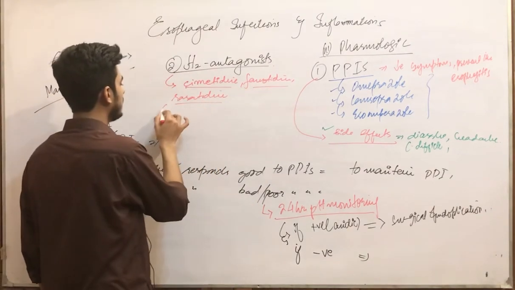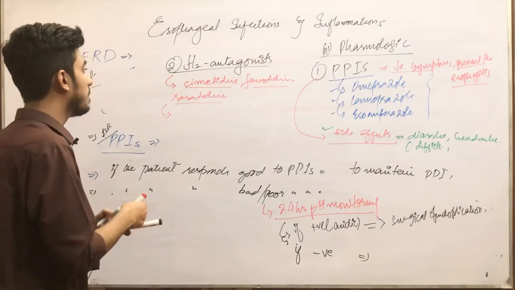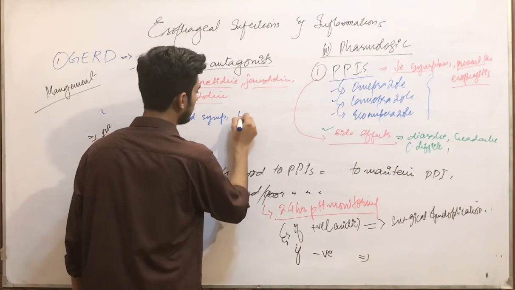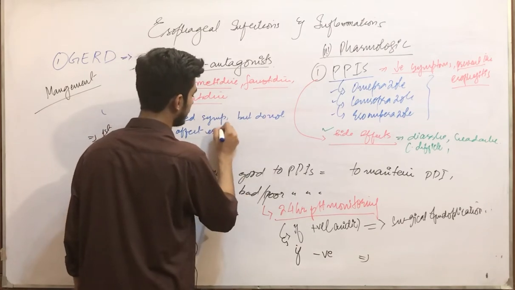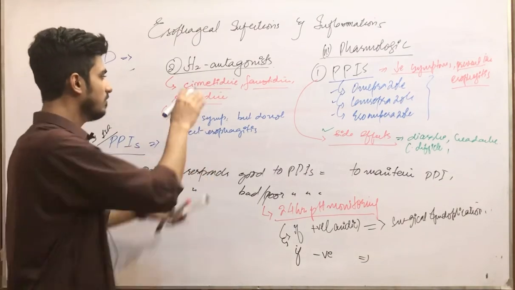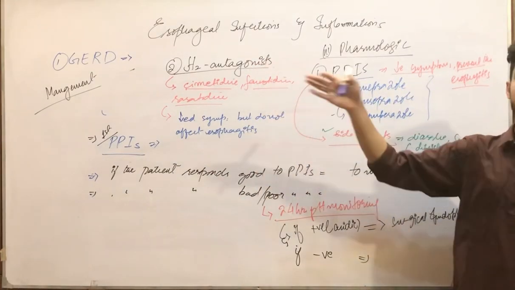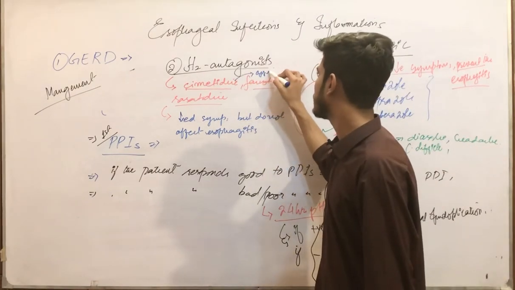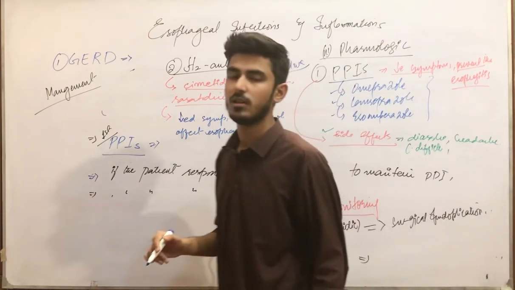Clear? Now one thing: the PPIs were affecting the symptoms as well as preventing the esophagitis, but the H2 receptor antagonists decrease the symptoms but do not affect the esophagitis. There is no role of the H2 antagonist in preventing the esophagitis. Is that clear? Now we also have certain side effects for the H2 antagonist. They are the same, headache and diarrhea occur, and especially with cimetidine, gynecomastia occurs when used for a prolonged time. Clear?